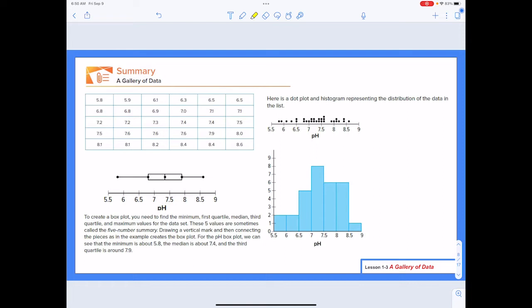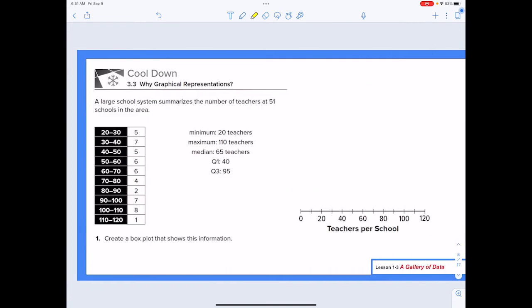So we can take that same organization, we can then take this information here and we can turn it into a box plot, a dot plot, or a histogram, right? So again, to create the box plot, you need to find the minimum, the first quartile, the median, third quartile, and maximum values for the data set. These 5 values are sometimes called the 5-number summary, and that's what we were doing before, right? So here's our 5-number summary, here's our minimum, our Q1, our median, our Q3, and our maximum there. And they each show you the same information, but in different ways. And that's really what we've been working on the last couple of days, and today bringing it all together.